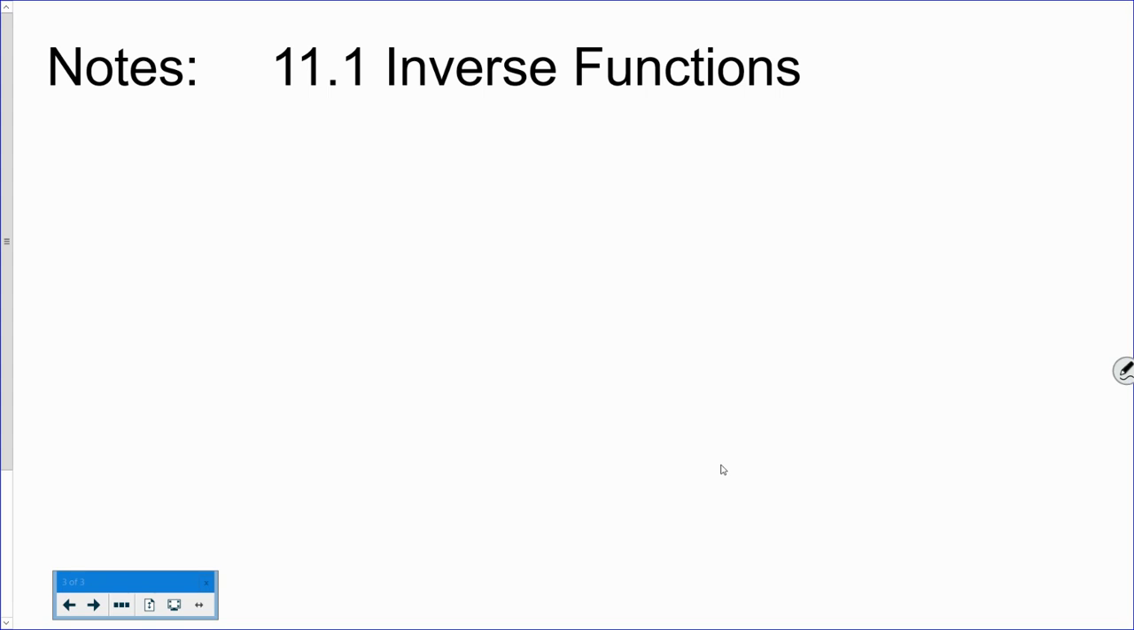All right, we'll get started with our notes today on 11.1 inverse functions. Should be something that you've seen before in Algebra 2, or if you've taken college algebra or pre-calculus, you would have talked about inverse functions. So a couple of definitions I want to mention first before we start some of our problems. Let's just talk about what a function would be.